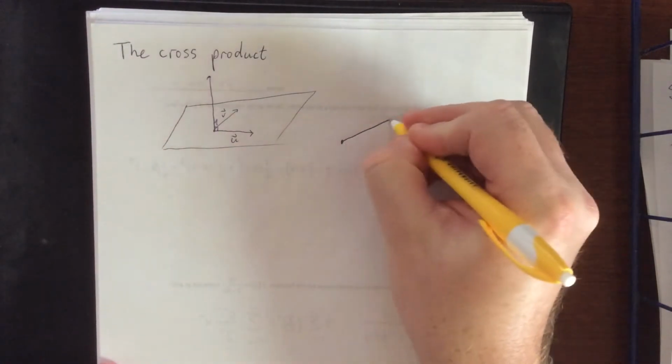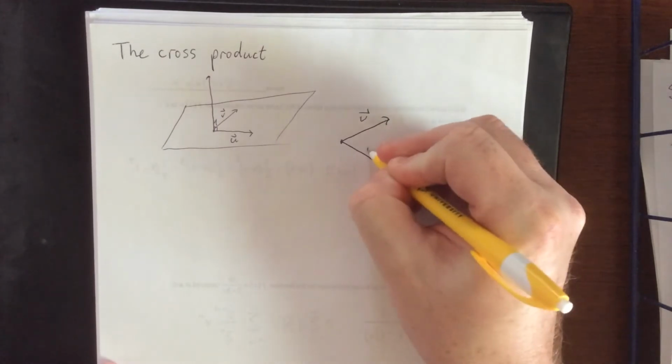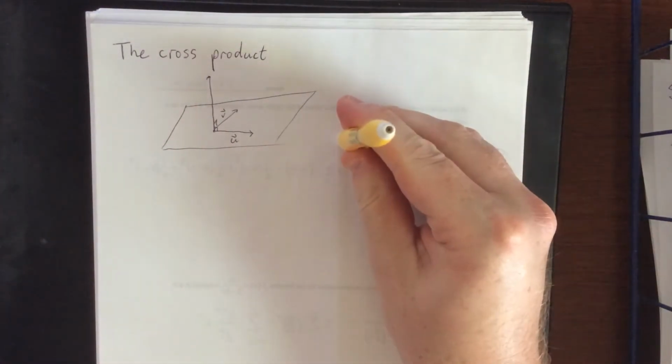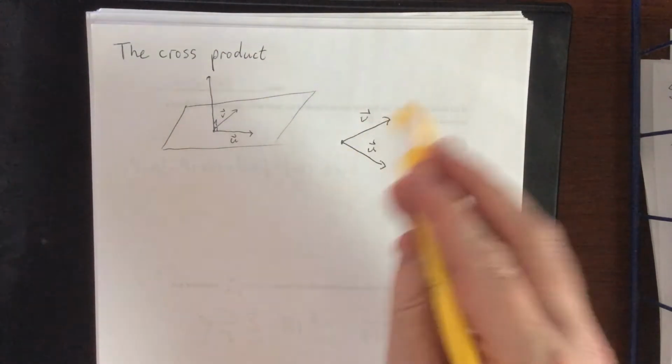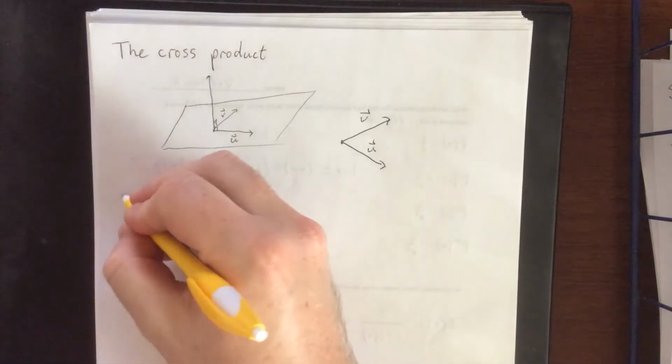Here's v, and then here's a u, and then something orthogonal to both of them would be something pointing straight up. So given a plane, this is how you wind up with something that's orthogonal to both of them. So this is referred to as the cross product.